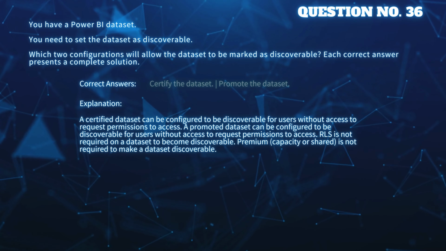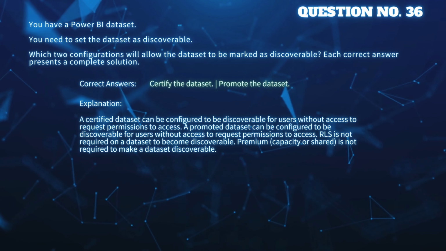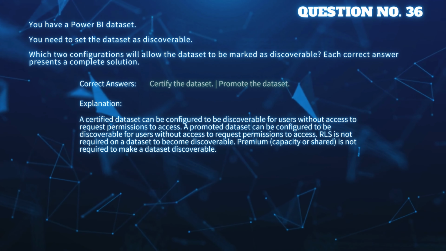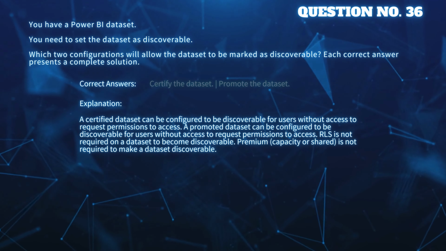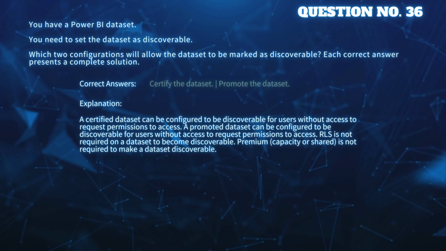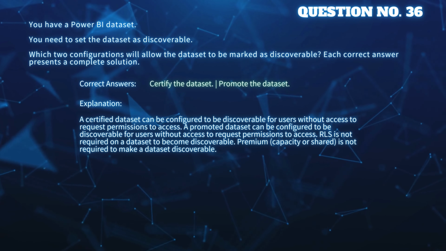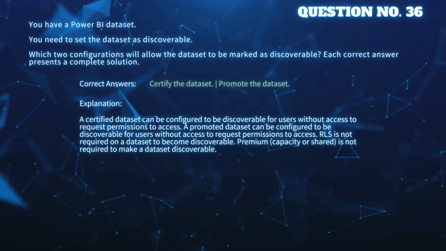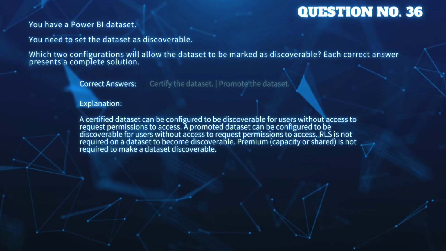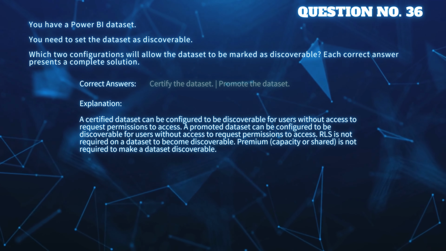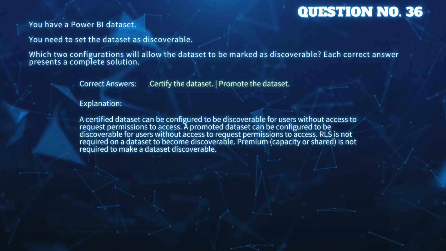Correct answers: certify the dataset. Promote the dataset. Explanation: a certified dataset can be configured to be discoverable for users without access to request permissions to access. A promoted dataset can be configured to be discoverable for users without access to request permissions to access. RLS is not required on a dataset to become discoverable. Premium, capacity or shared, is not required to make a dataset discoverable.